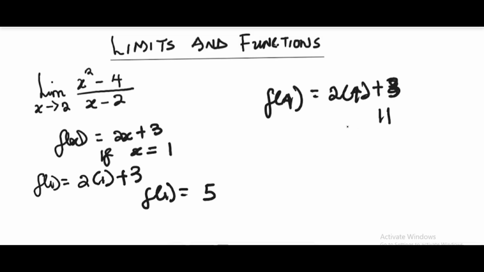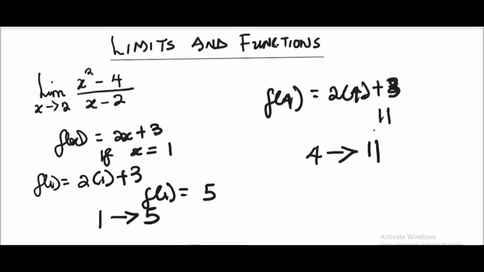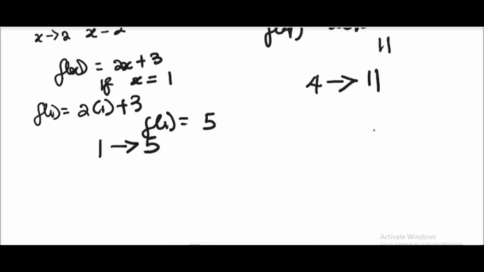So input 1 gave us an output 5, and input 4 gave us an output 11. One input cannot have two different outputs, otherwise it is not a function. If it is a function, it is one input to one output. You can't put in 2 and expect to get 5 and 11, or put in 4 and expect to get 1 and 6 at the same time. One input, one output.